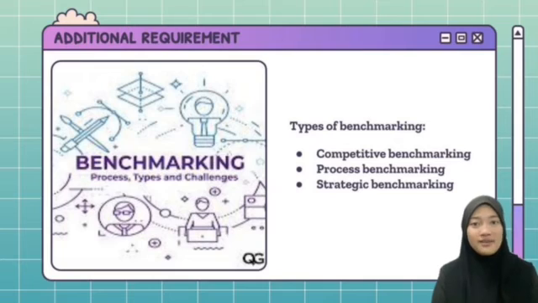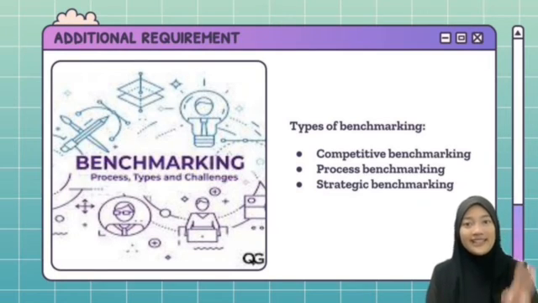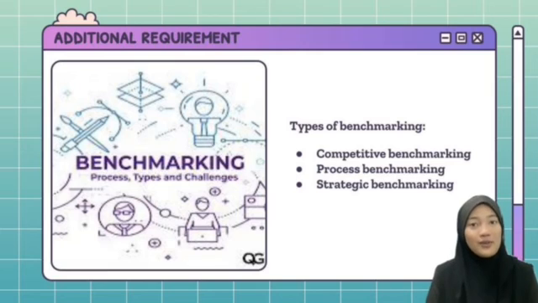So basically, what is benchmarking? Benchmarking is a tool of a company to set the standard. The company will try to compare itself to the best company in the industry in order to meet the standard set. So there are three types of benchmarking, which are competitive, process, and also strategy.